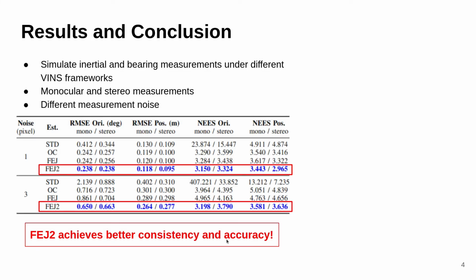We have implemented FEJ2 in different VINS frameworks. In the simulation, we test both monocular and stereo cameras with different noise values. In the table, we show the simulated noise is either 1 or 3 pixels. FEJ2 is compared against the standard observability constraint and FEJ. It is clear that FEJ2 outperforms the others as it achieves the lowest RMSE and the most ideal NEES, especially when the measurement noise is relatively large.